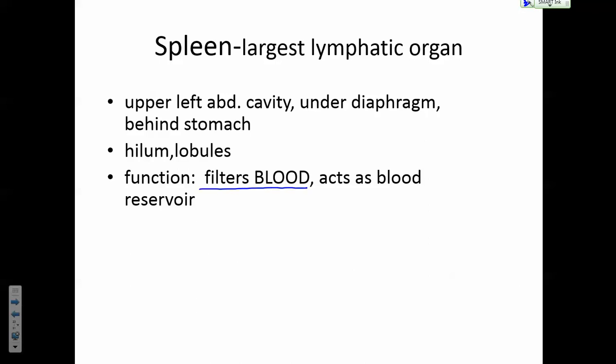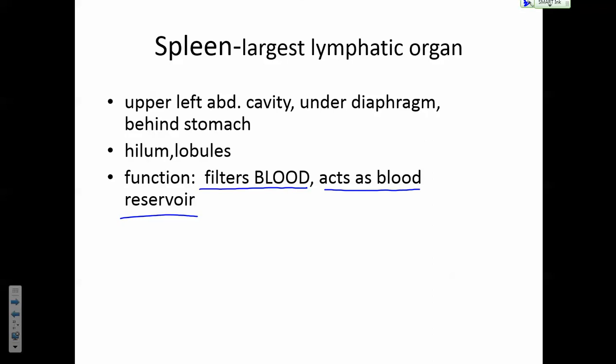But as the blood passes through the spleen, it can sit there for a while because it's got spaces that can hang on to the blood. So that's why we say it acts also as a blood reservoir. That's why it's really bad if it's ruptured, because you're going to bleed out, or you bleed in, I guess, because if you have a little extra blood, it can be housed at the spleen.